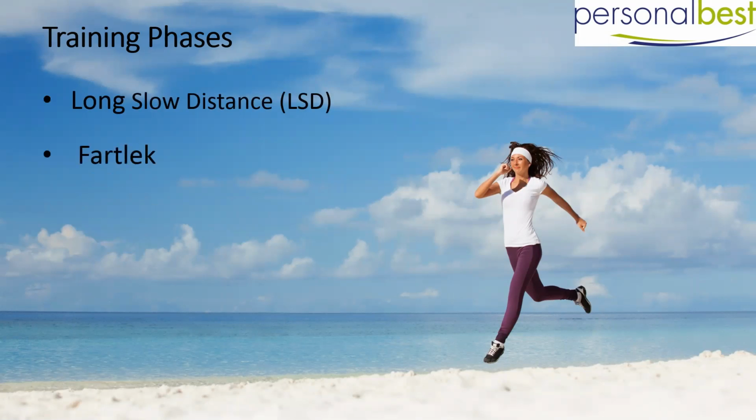The next type of training phase is fartlek. Fartlek training involves training at varying intensities over a continuous period. This may involve changing elevation or resistance or changing speed. For example, alternating the elevation and speed on a treadmill. As with long, slow distance training, fartlek training sessions should be for at least 20 minutes in the training heart rate zone.